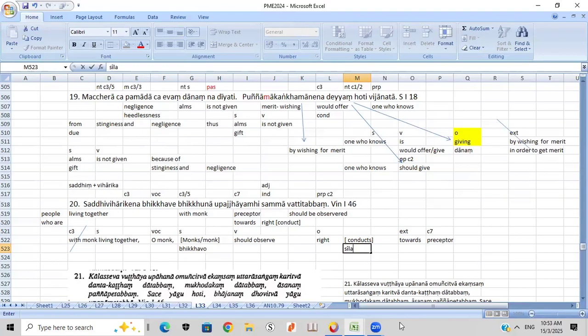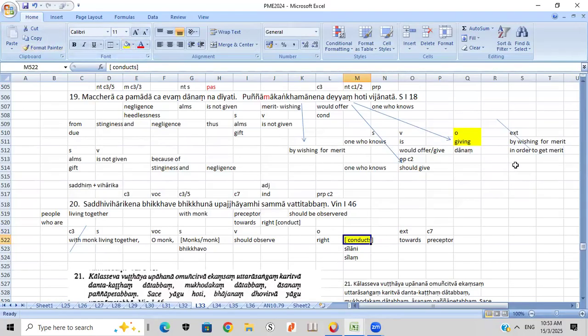But technically this is a neuter noun. I think technically it's a neuter noun, but most of the time it will end as silang. Because it's plural, silani is a neuter noun. But however, most of the time it ends with silang. That means right conduct. All right, right conduct. So the word conduct you cannot find in this particular line. So this is another one that is still missing again.